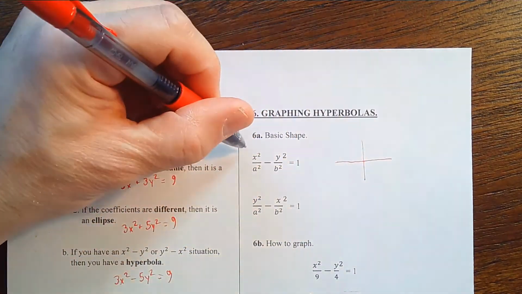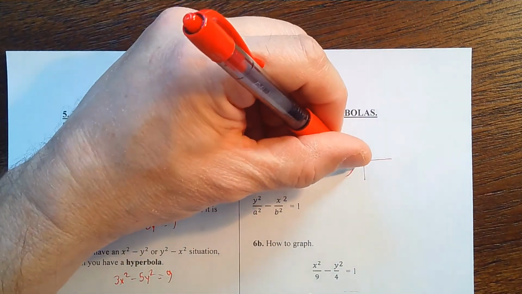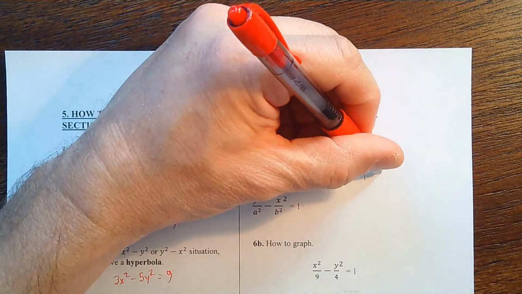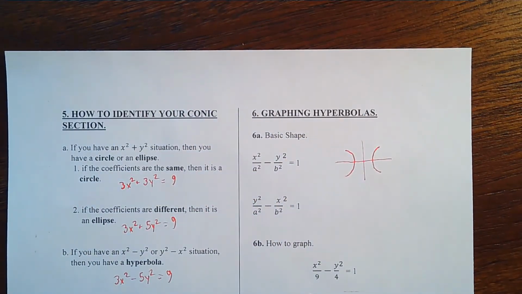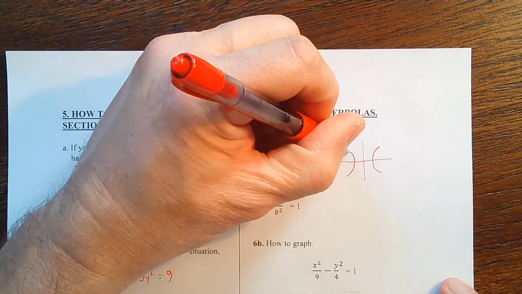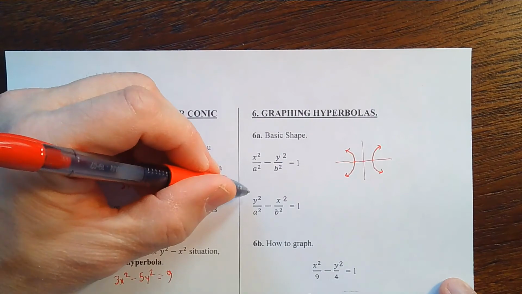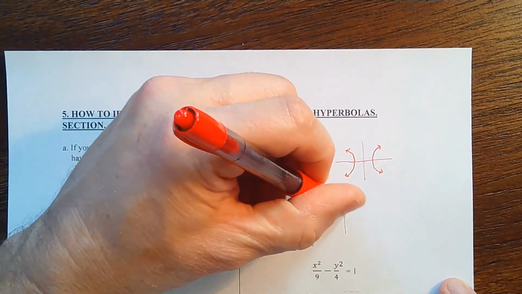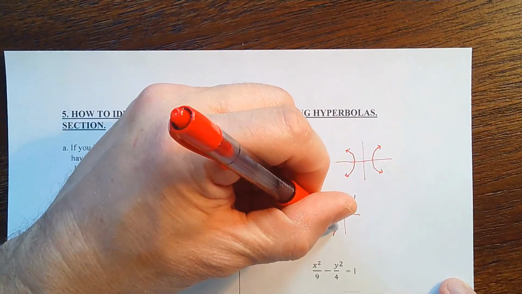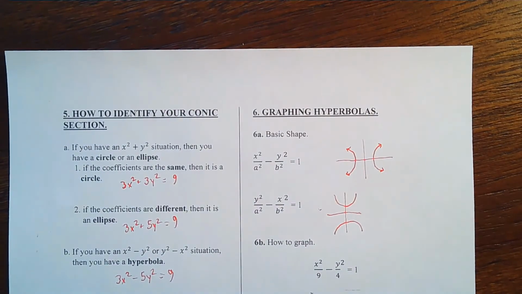If you have the x squared first and then you're subtracting the y squared, the generic shape is going to be like that. It's two open curves facing away from each other, and those curves go on infinitely. If the y squared's on top, then it's going to look like that.